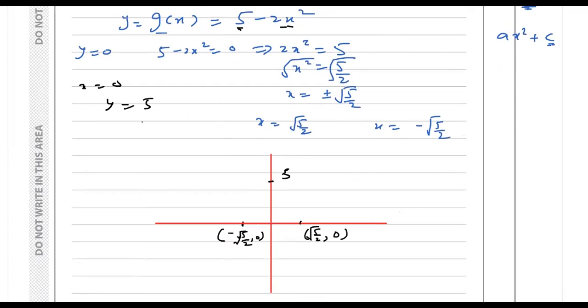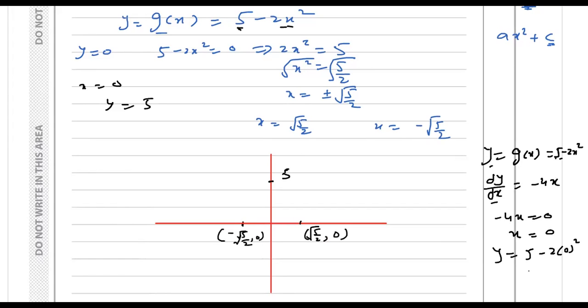Next, you need the turning point. As this is the equation, y is equal to g of x, that is 5 minus 2x square. For the turning point, if you take the derivative, dy over dx will be minus 4x. Put this equal to 0. The first derivative equal to 0, minus 4x equal to 0, and x will be 0. If you put this value of x here, you will get y is equal to 5 minus 2 into 0 square, which will be 5. So therefore, the turning point is 0, 5.